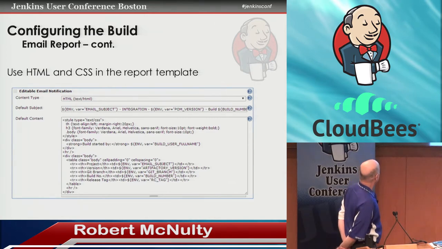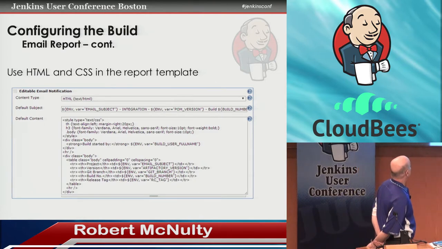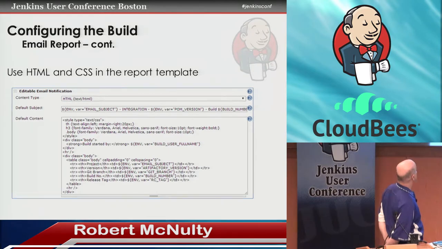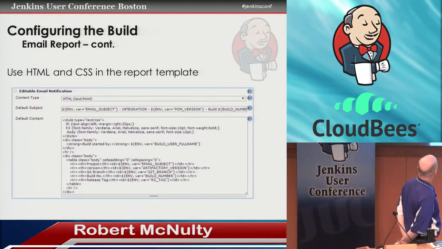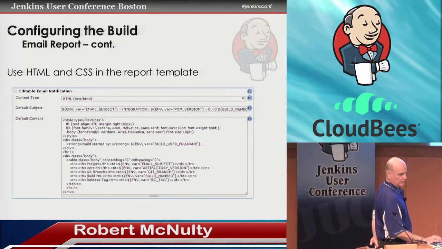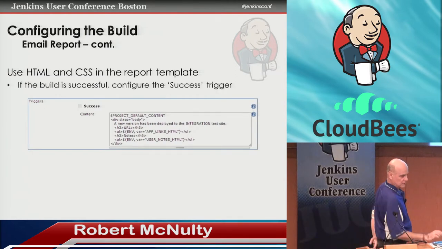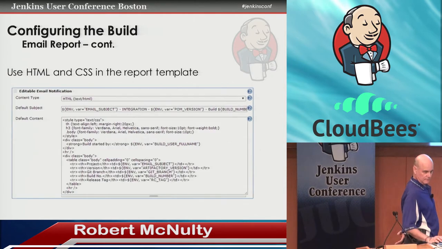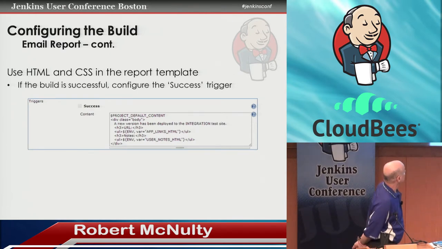The editable email notification. This is the default content. This is pushed out whether it's a build success or a build failure. This is kind of the information we'd like to know. You can see the default subject also contains these property values. And then it's just straight HTML with some property value substitutions. It's pretty straightforward. You can also use CSS, as I did right there at the top, a little CSS style tag. So you can style the output of your report however you like.